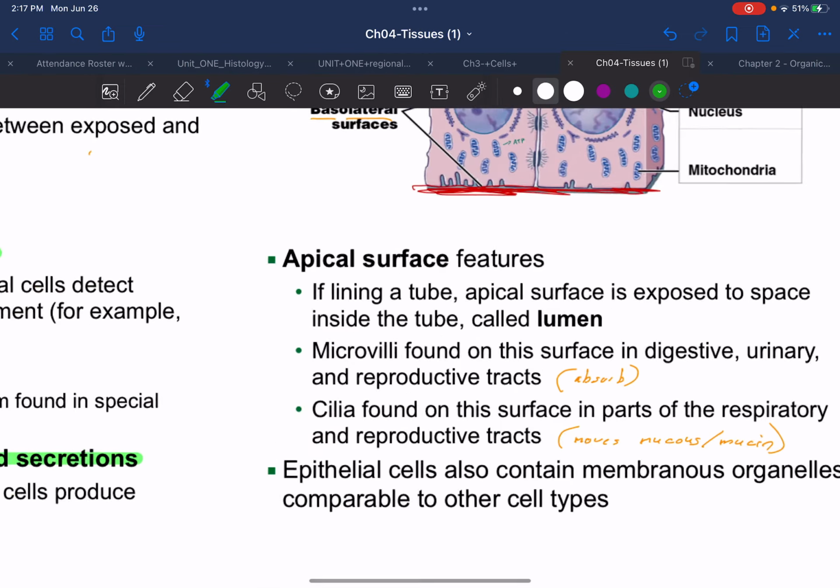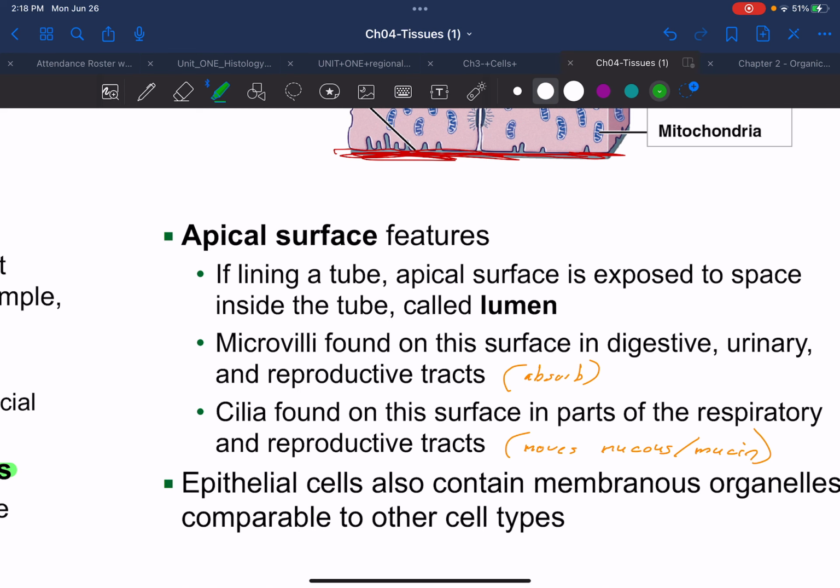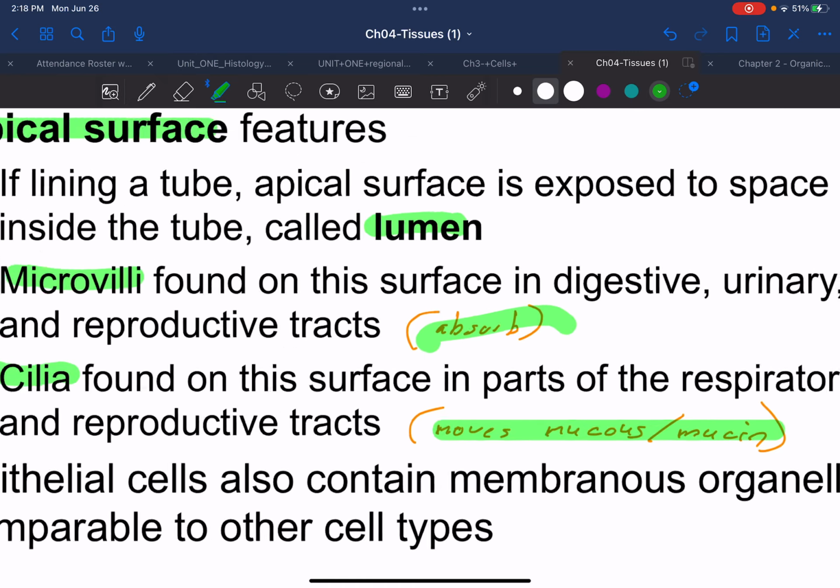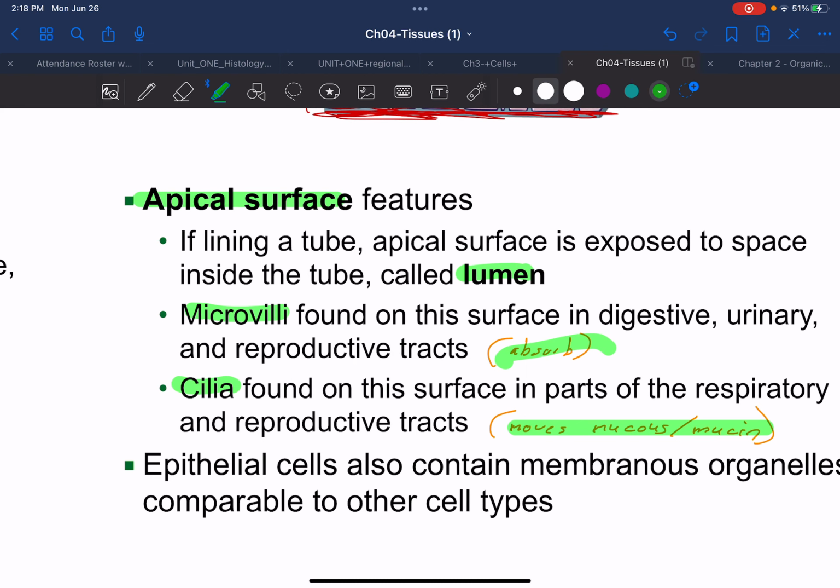Don't forget, the name of the outside space is the lumen on the apical side. Microvilli are for absorption. I think you're all sick of me repeating that over and over. Cilia are going to be for the movement of mucus. You may see the word mucin on my notes or text or out in the world literature. It's the same word as mucus. As far as you're concerned right now, we'll elaborate a little bit later.